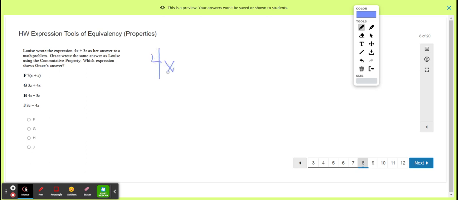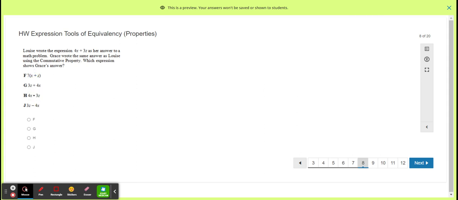4x plus 3z. We could use the commutative property to flip these around. If you still add them and you don't change anything else, both of these are going to be equivalent expressions. This one is adding 4 plus 3. This one is changing to multiplication. This one is changing to subtraction. So these would not be equivalent expressions.